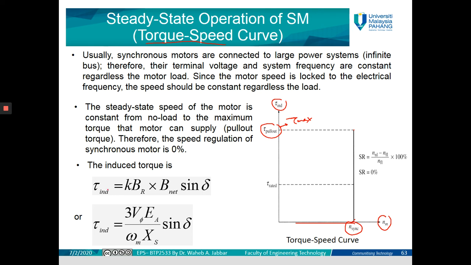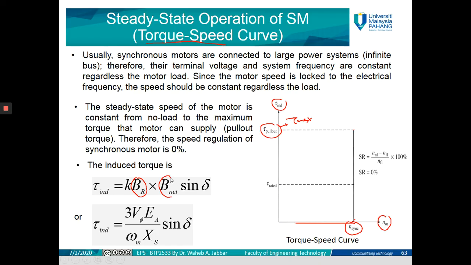Okay. Usually the induced torque will be generated due to the two magnetic fluxes, which are the rotor magnetic flux and the stator magnetic flux. When the rotor and the stator magnetic fluxes meet together, or each one tries to catch up with the other magnetic flux, we get a new magnetic flux. We call it the delta.